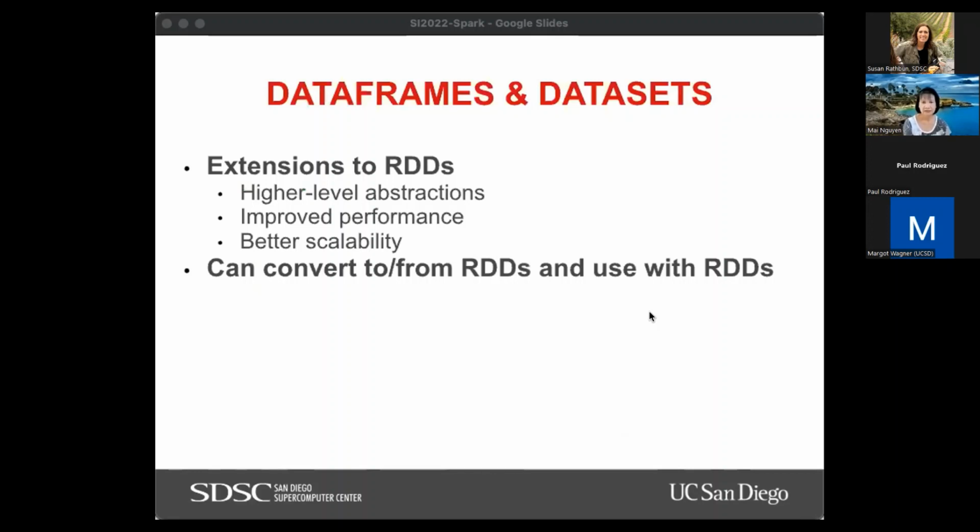So we've been talking about RDDs, and RDDs is a very important concept in Spark. But later versions of Spark use higher level abstractions to RDDs, and they're called data frames and data sets. They provide improved performance, better scalability, and because they're higher level, they're easier to use than RDDs. But underneath the covers, data frames and data sets are made up of RDDs. So you can convert a data frame to an RDD and vice versa. And you can also use data frames along with RDDs, and similarly with data sets.